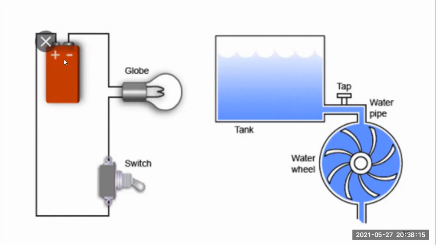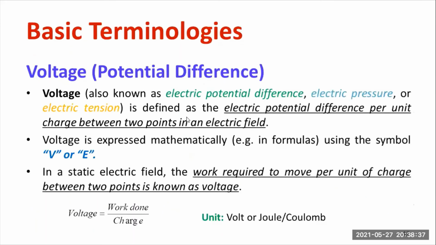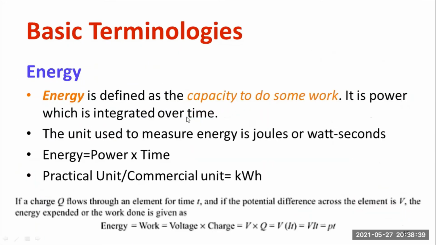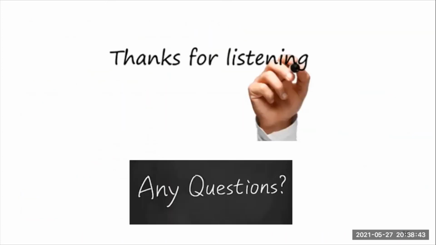The resistance of the wire is compared with the frictional resistance of the pipe, and the load is compared with the bulb which you have connected. Likewise, you can easily make out the rest. You have to remember these terminologies when you learn further terminologies and further concepts of electrical engineering. It will be helpful even for school students.